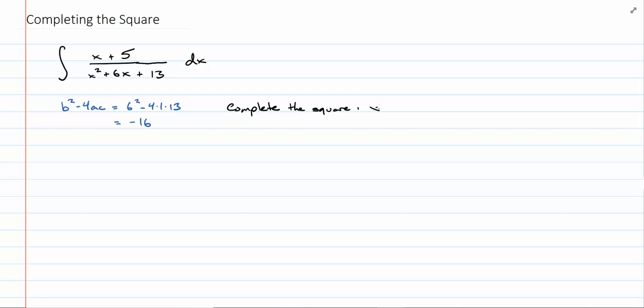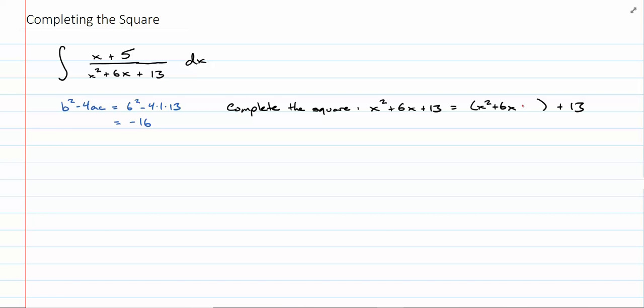Okay, we're going to complete the square. To complete the square, we're going to group the first two terms together. We're going to leave a space in there to complete the square. We're going to keep the 13 out of those parentheses. To complete the square, the rule of thumb is to look at the middle number, take half of it and square it. Half of 6 is 3, 3 squared is 9.